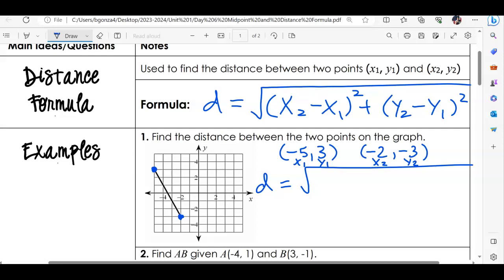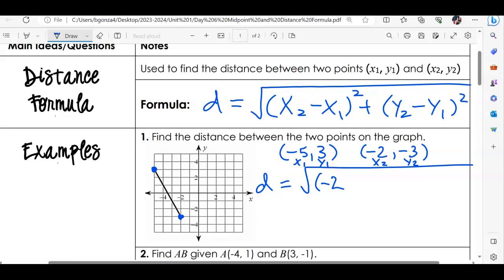So what we're going to do is under that square root sign, we're going to type it in or write it in. So go ahead and put parentheses. Okay, we're starting with x2. x2 is what? Right here, x2 is negative 2. This is very important. What comes next after x2? What is that symbol?